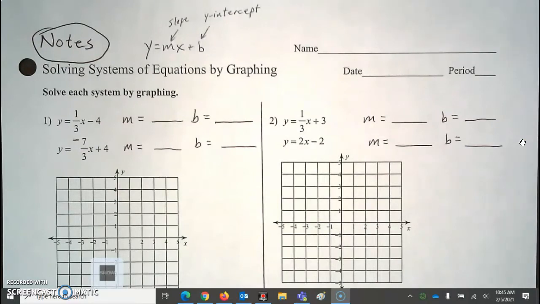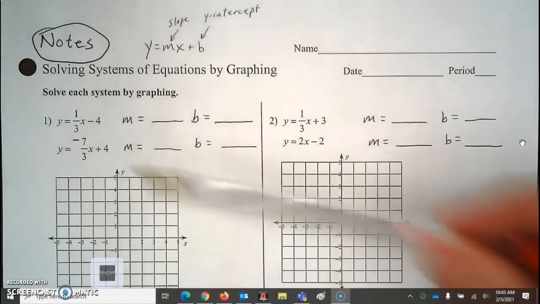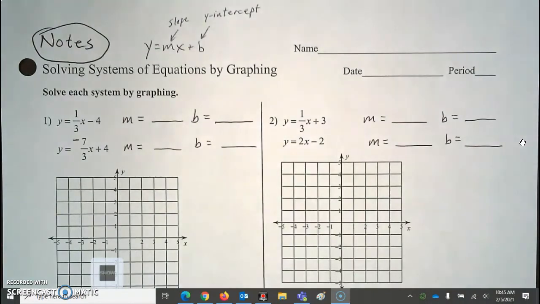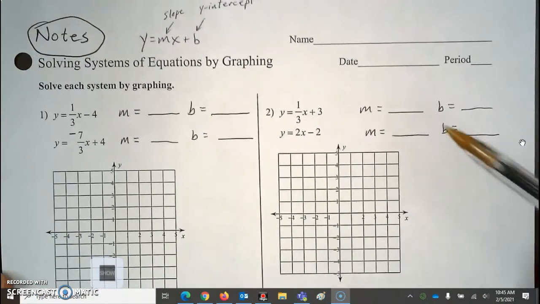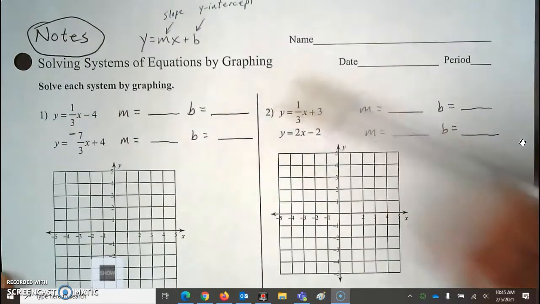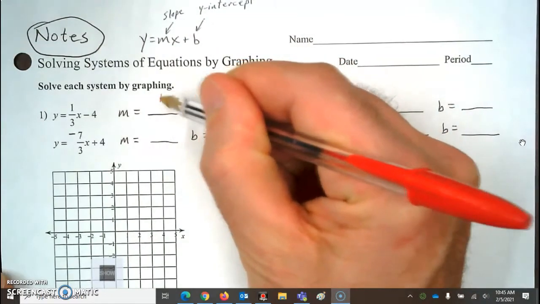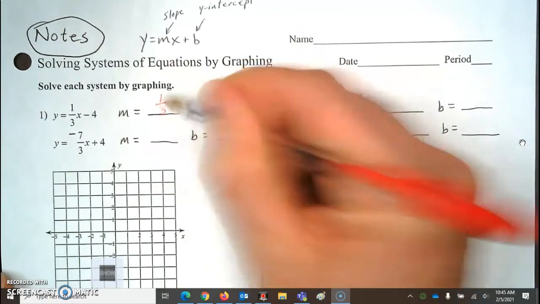Similar to solving equations, we're finding the number or the solution that makes it true. So we're going to find an ordered pair that makes both of these true. We're really just going to see where they cross. It's the same thing, so it's a review of graphing in a way. So let's just start here, the first one. The slope is 1/3. You're going to have to fill that in. This will look very similar to the assignment.